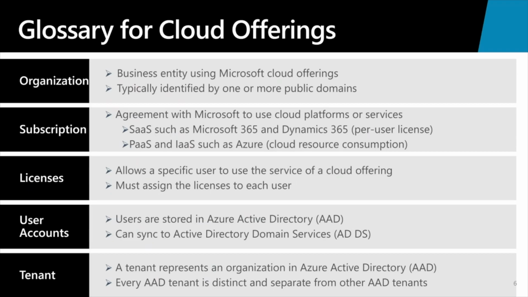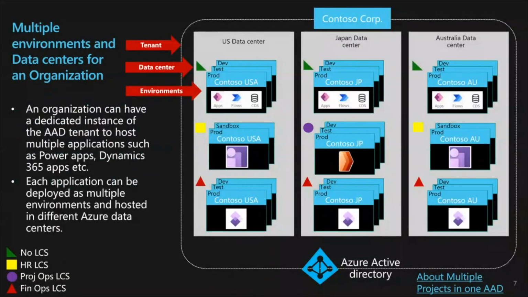So I've got a diagram that shows a sample of an environment with tenants, data centers, and environments. In this example, you can see Contoso Corporation around the outside, and that's our organization. And this organization is sitting inside of one tenant that is part of one Azure Active Directory. In this case, you can see that there are 3 data centers, one for the US, one for Japan, and a third one for Australia. And then within each of those data centers, we have different environments, and each of these environments serves different purposes.